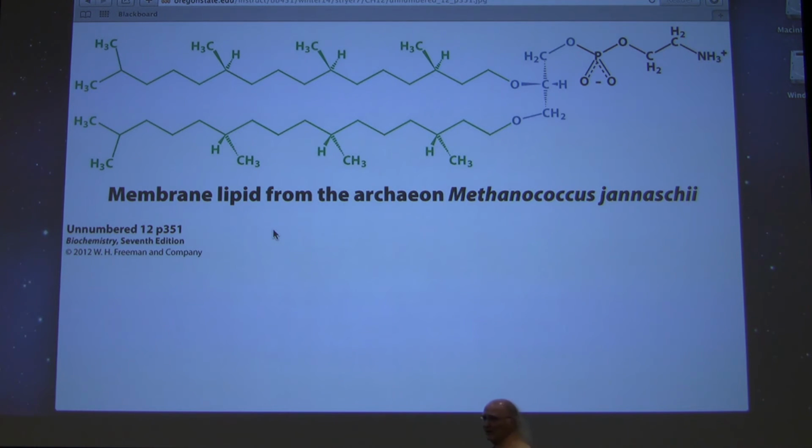Now, who can look at that and tell me what the structural difference is between that and the glycerophospholipids that I talked about before? They're bonded to the glycerol by ether bonds, not ester bonds. So there's 2 points of extra credit right there. That's the difference. There's an ether bond right there. They're not ester bonds. And this ether bond is stabler in the environment that these microbes are found.